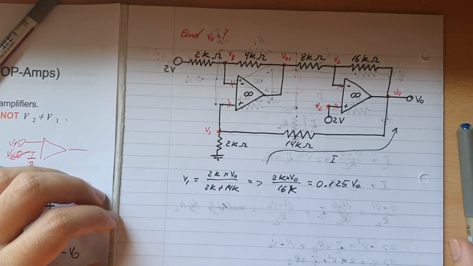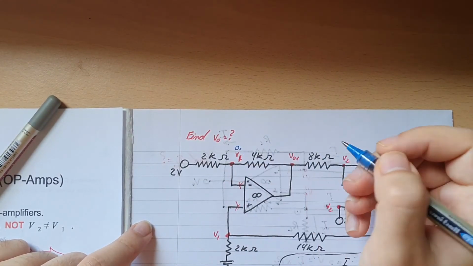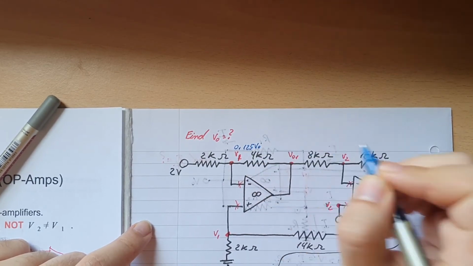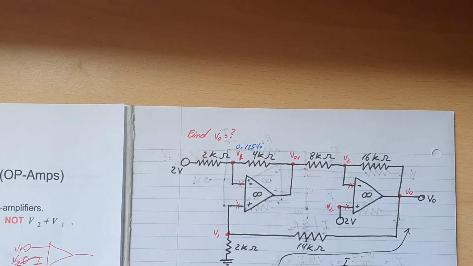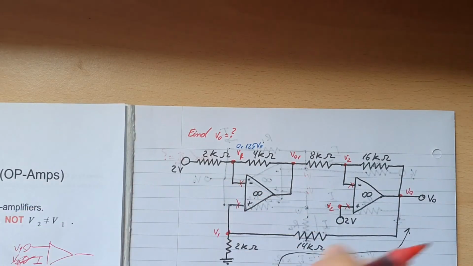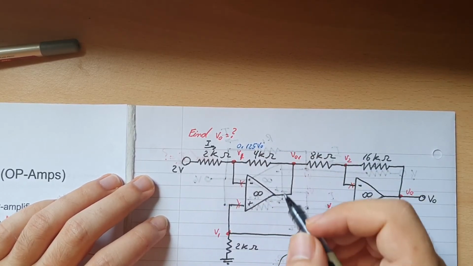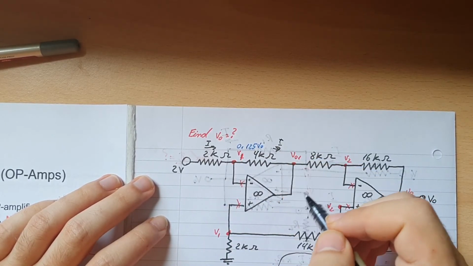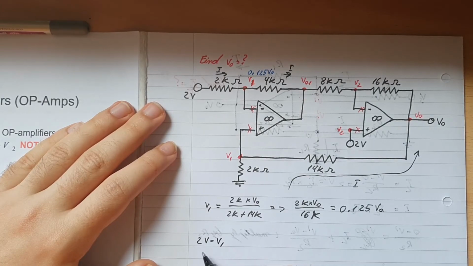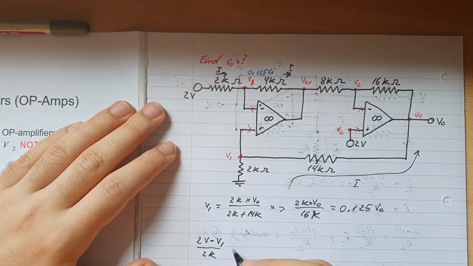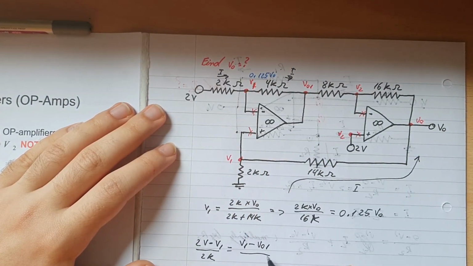Now the interesting part is that we can replace it up here as well. This part here we can say will be equal to 0.125 V out instead of V1. Alright, so let's start doing this one here. So this one's the result. The current, this is I, and the same current will go out this way. Alright, so then 2V minus V1 divided by 2K is equal to V1 minus VO1, so V1 minus VO1 over 4K.